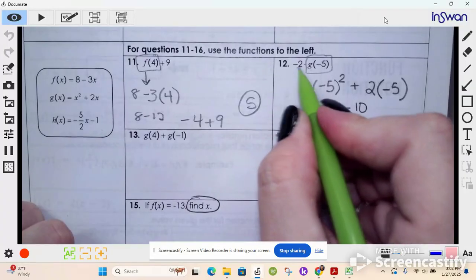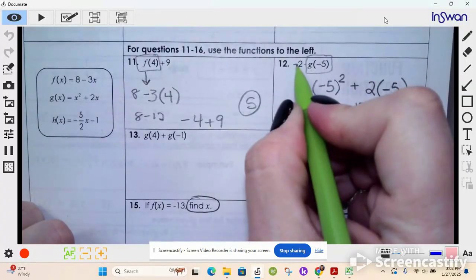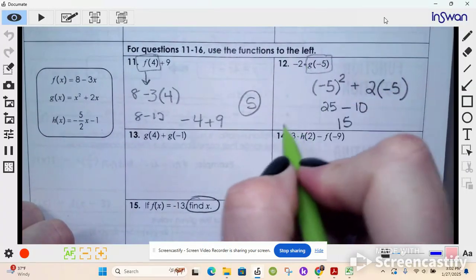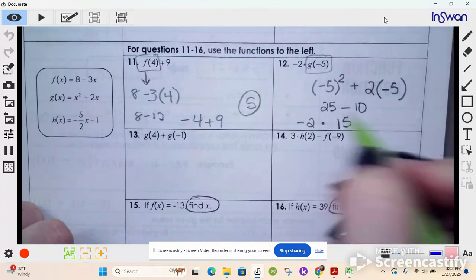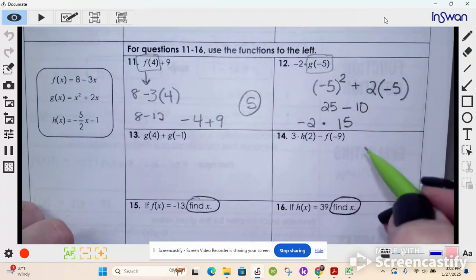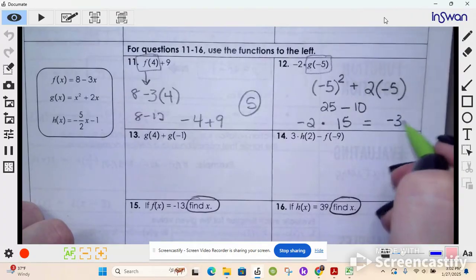Well, in the front of here, it said find that. That was 15, but it said negative 2 times that 15. So negative 2 times 15, which is the answer of g of negative 5, would be negative 30 as the final answer.